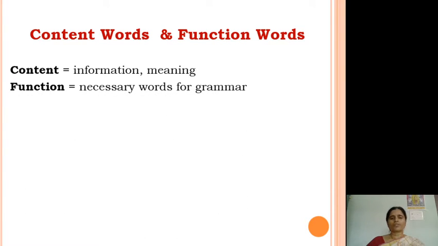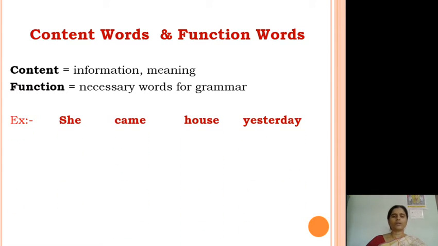What are function words then? These function words are the words which are necessary to make the sentence grammatically correct, or to give grammatical sense to the sentence, meaning the words which help us to glue all these content words to make it a grammatical sentence. It means, for example, she came house yesterday.